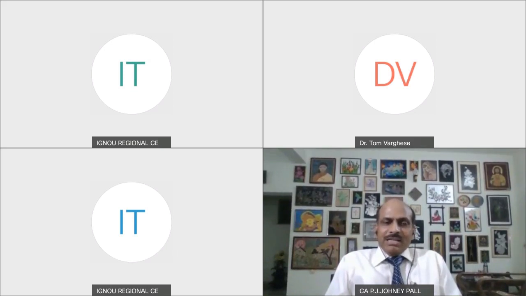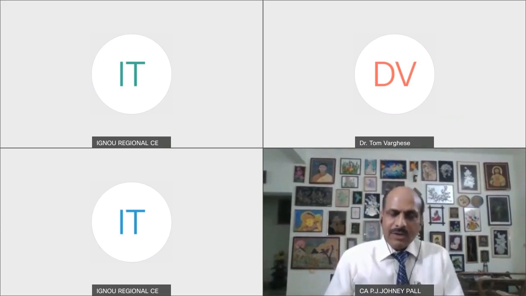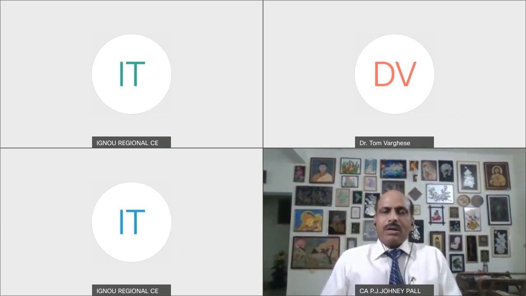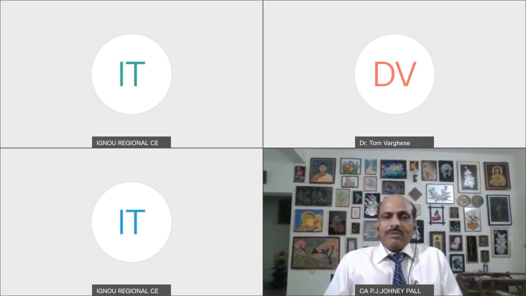Therefore, in the case of capital expenditure, you have to show it in the balance sheet on the asset side. In the case of revenue expenditure, you have to show it on the expenditure side of the income and expenditure statement, which is also called a profit and loss account. In the case of business, we call it a profit and loss account. In the case of charitable or religious institutions, we call it an income and expenditure account.